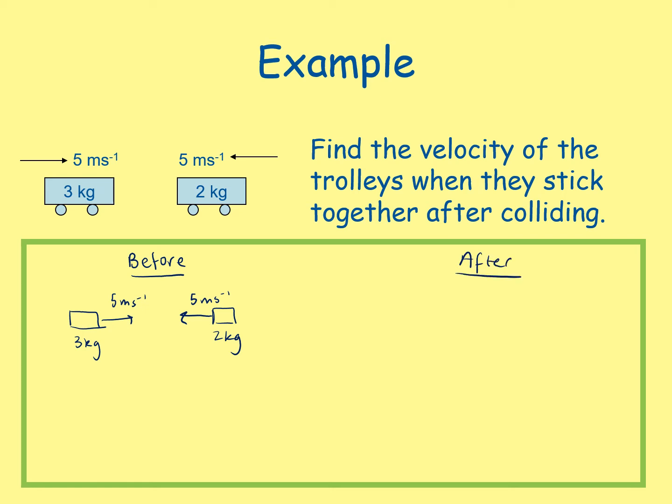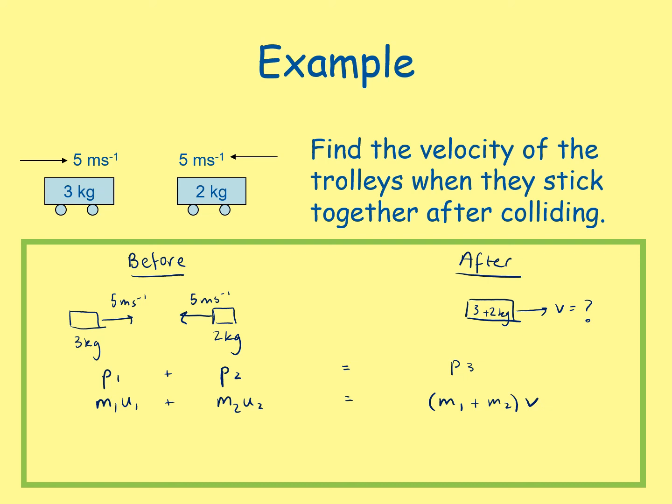After the trolleys stick together, we've got a combined mass here, 3 plus 2 kilograms, travelling at an unknown velocity. So we can write out our equations for this. Our momentum 1 plus our momentum 2 is going to be equal to our third momentum. So replacing this with our equation, we've got m1 u1 plus m2 u2 is equal to our combined masses, m1 plus m2, multiplied by v.